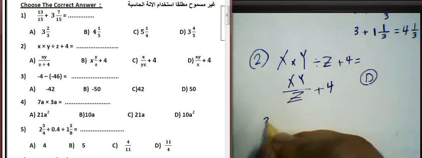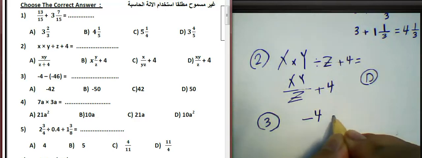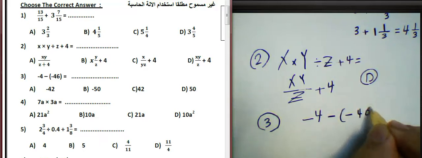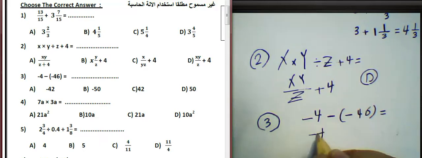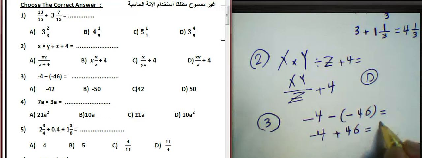Question number 3. Negative 4, negative in parentheses, negative 46. We can write negative 4. Negative times negative equals positive, positive 46. 46 plus negative 4, or negative 4 plus 46, we must write positive. 46 minus 4 equals 42. The result will be 42. Okay, 42, we must choose letter C.